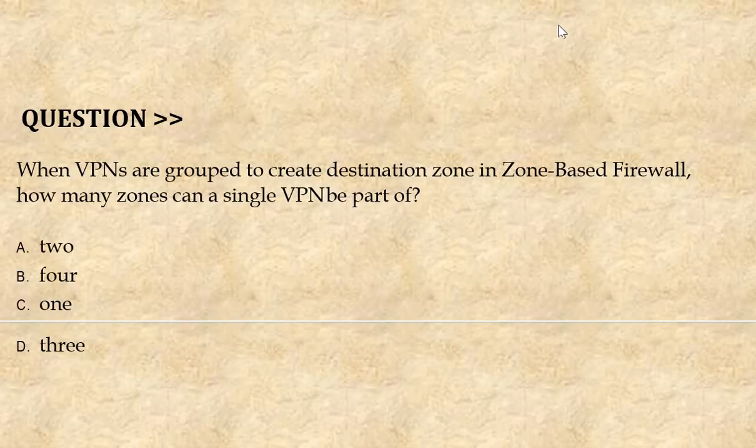Our next question is, when VPNs are grouped to create a destination zone in a zone-based firewall, how many zones can a single VPN be part of? Option A, 2. Option B, 4. Option C, 1. Option D, 3. The correct answer is option C.